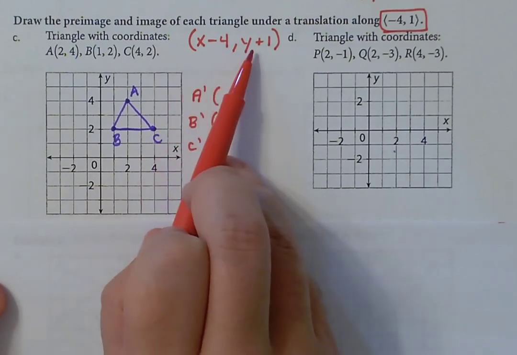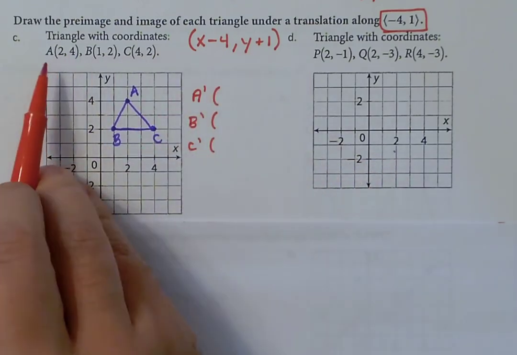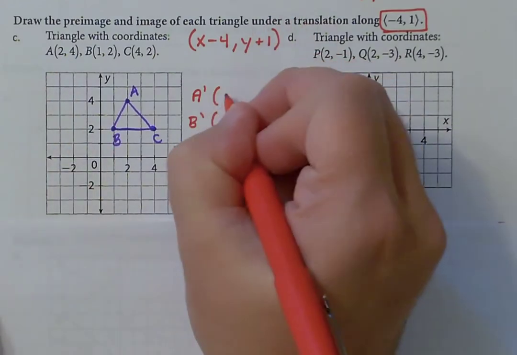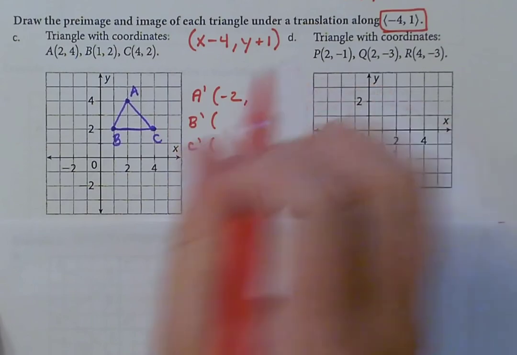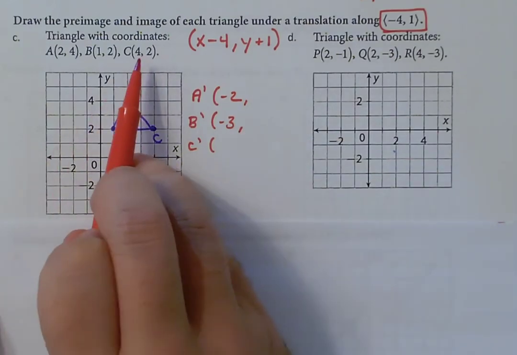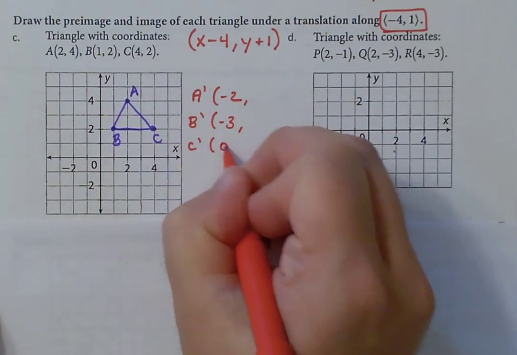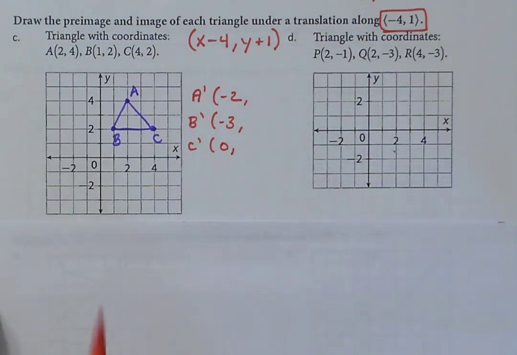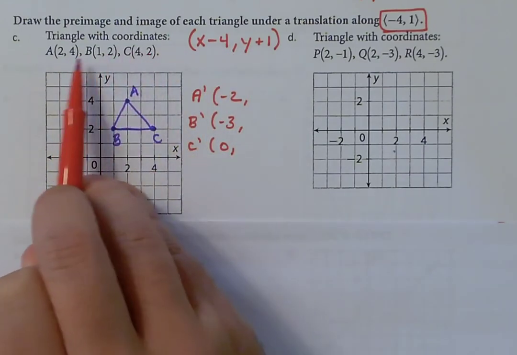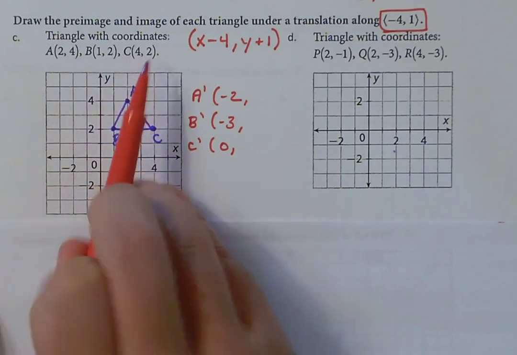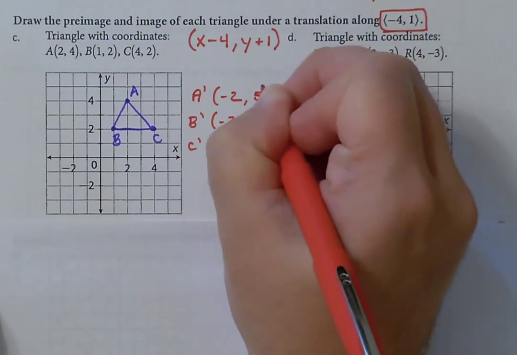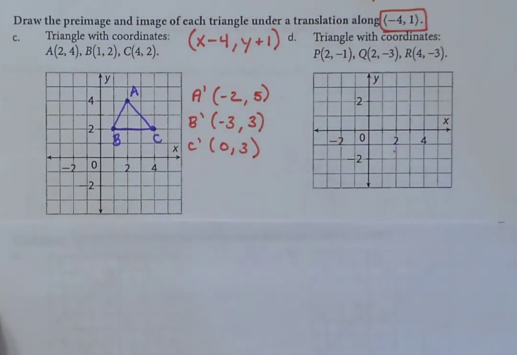So it's x minus 4, comma y plus 1. So that means we're going to subtract 4 from all the x values. So if we do 2 minus 4, we get negative 2. If we do 1 minus 4, we get negative 3. And then if we do 4 minus 4, we're going to end up with 0. Then next, we're going to go through and apply the y plus 1 to each of the y values. So all we're going to do is just add 1 to all of these numbers. So we're going to get 5, 3, and 3. So those are our new coordinate points.